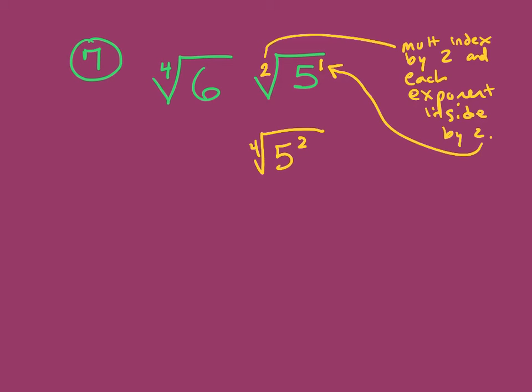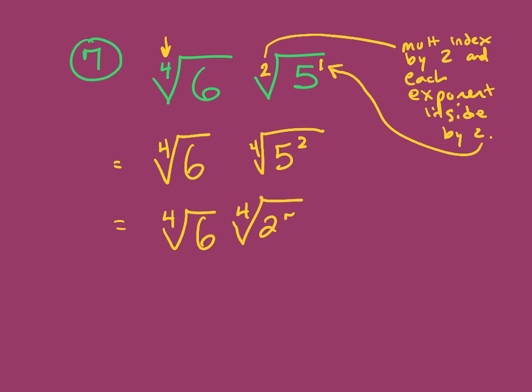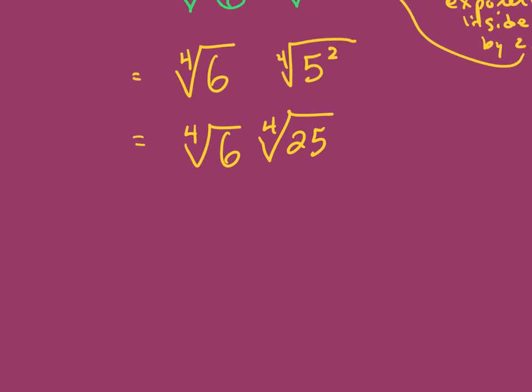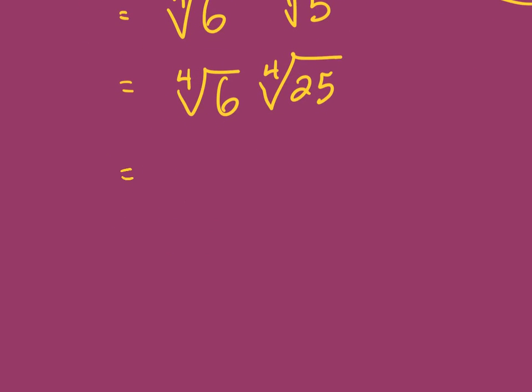Okay, so multiply the index by 2 in order to get our indexes the same. And then we've also got to multiply every exponent inside by 2. So the 4th root of 6 stays the same. And we'll go a little bit further with this. 4th root of 6, and then the 4th root of 5 squared is 25. Now they have the same index, so we can multiply them. Get 150.